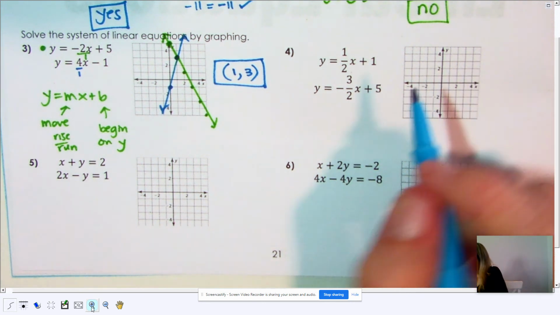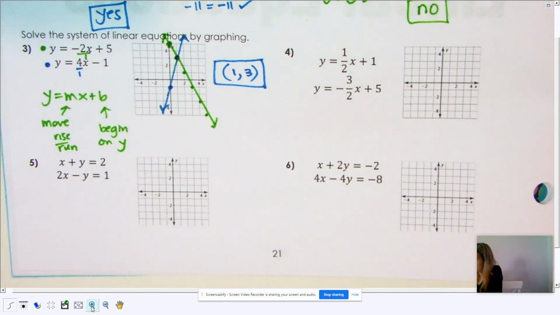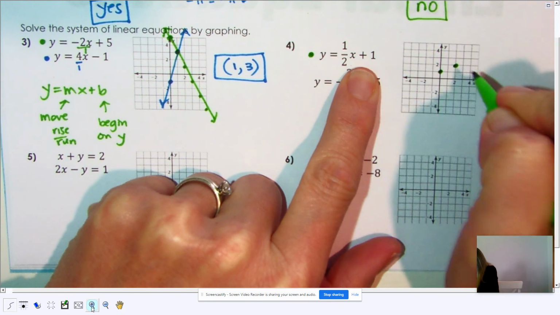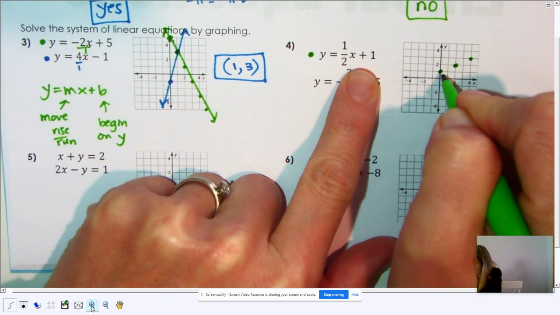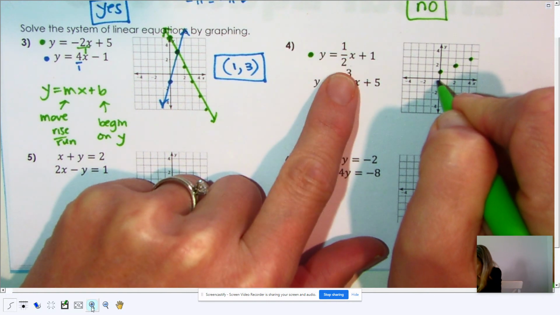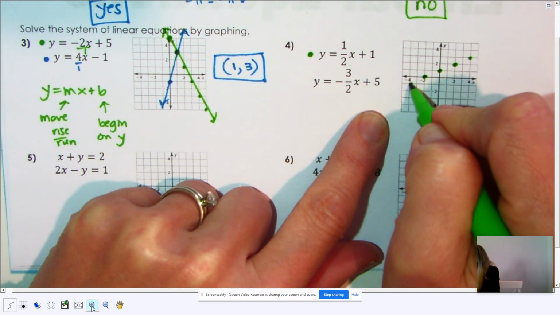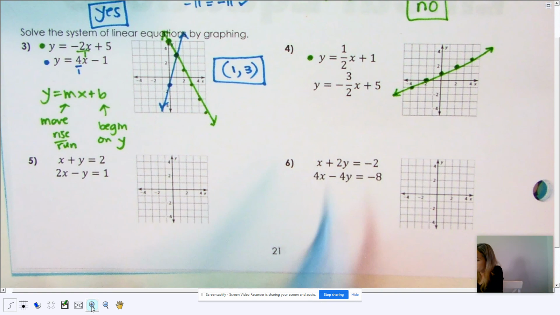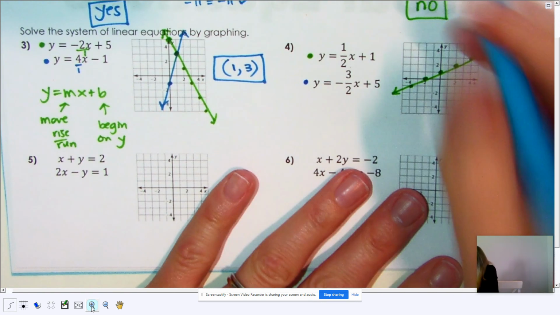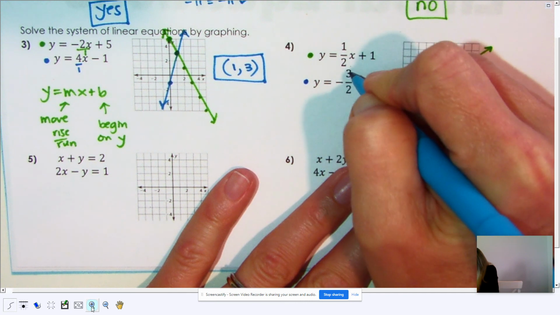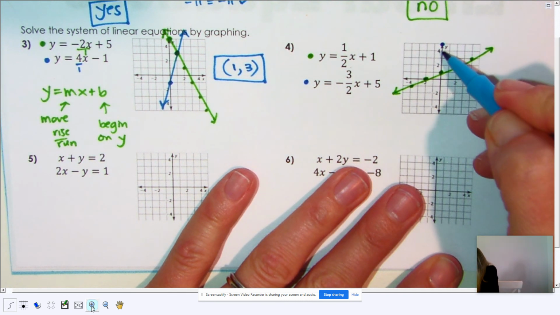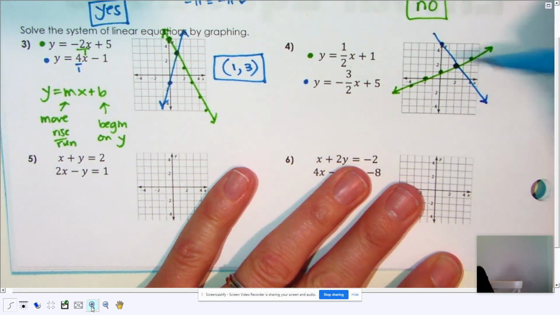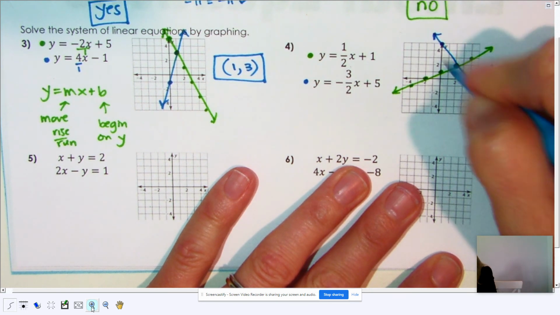Okay, question number 4, we're going to do the same thing. Whoops, that was blue. Okay, so we're going to start with this green one. We begin at 1. We go up 1 over 2, up 1 over 2. And we can also do the opposite. If we go down 1, then we have to go backwards 2. So if you want to get some more points, you can do that same pattern. And then for the next one, we are going to begin at 5, and then we're going to go down by 3, over by 2. So down 1, 2, 3, over by 2. All right, and remember, the point where they cross is my answer. So this one is (2, 2).